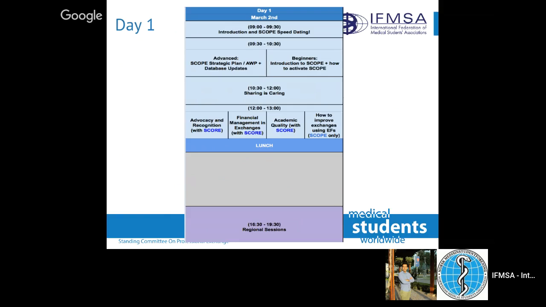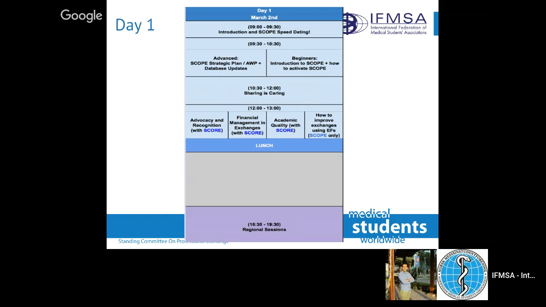it's important, I would say, for everyone, because it's really important to have our exchanges financially sustainable. So this training will help you create the budget, thinking about how to make them financially sustainable in general. Then we will have academic quality. So we will explain the 9 steps of academic quality and how you can work to improve them.